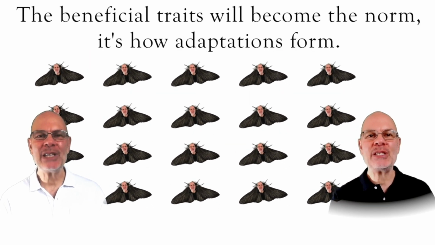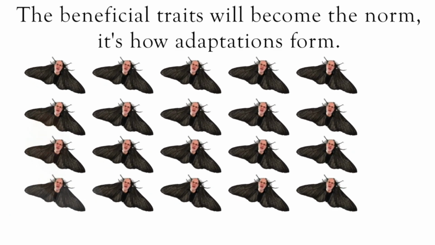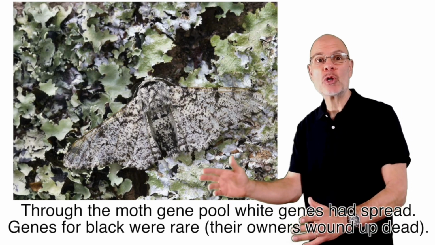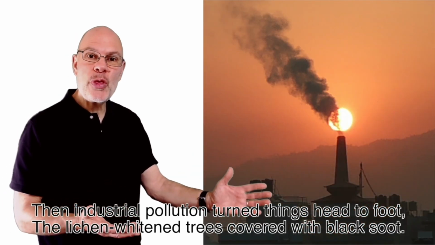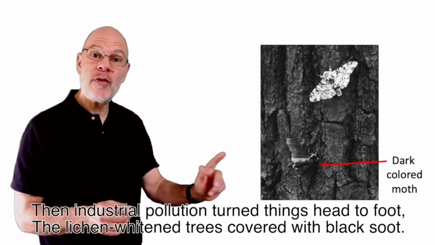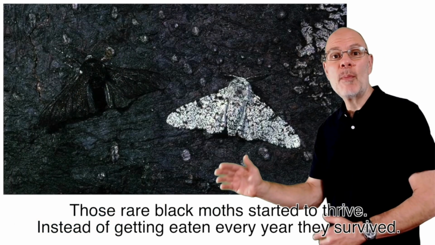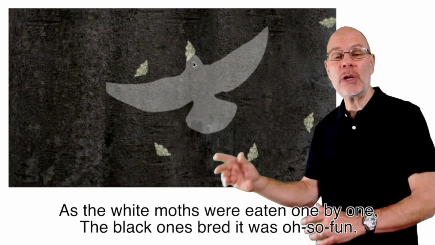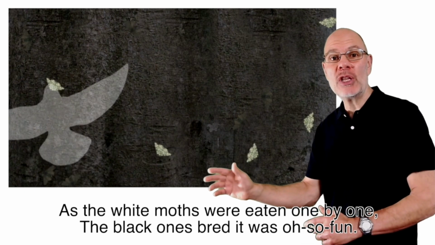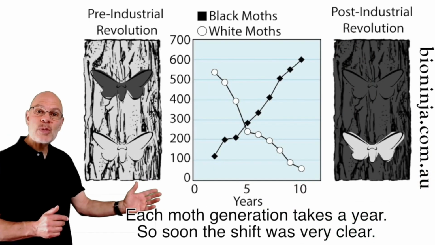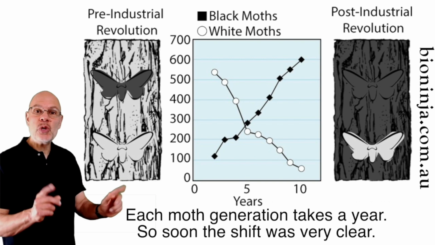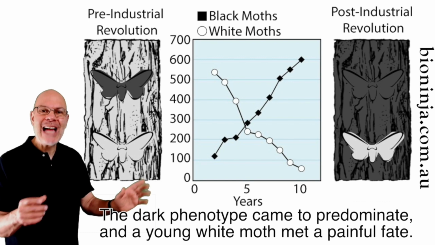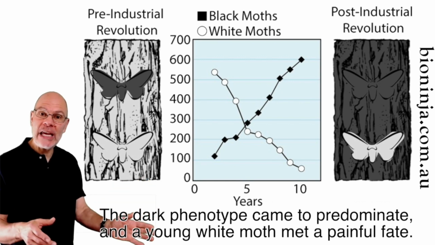Is how adaptations form. Through the moth gene pool, white genes had spread. Genes for black were rare, their owners wound up dead. Then industrial pollution turned things head to foot. The lichen whitened trees covered with black soot. Those rare black moths started to thrive. Instead of getting eaten every year, they survived. As the white moths were eaten one by one, the black ones spread. It was oh so fun. Each moth generation takes a year, so soon the shift was very clear. The dark phenotype came to predominate, and a young white moth met a painful fate.